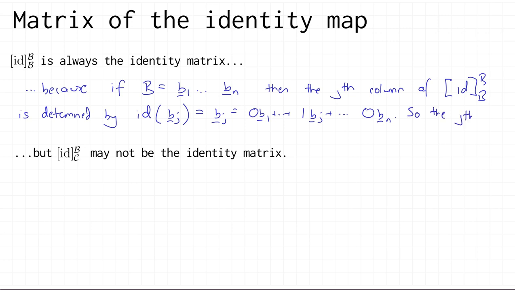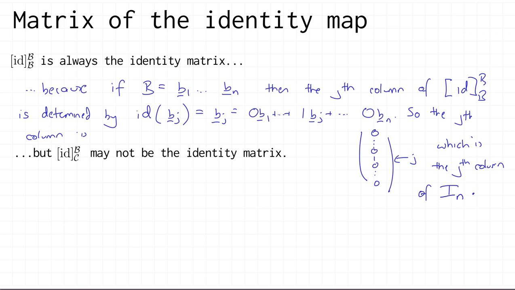So the jth column is this, right? It's got a 1 in position j, and it's got zeros everywhere else. That is the jth column of the identity matrix. Alright, so if you take the matrix of the identity with respect to the same initial and final bases, then you'll just get the identity matrix.